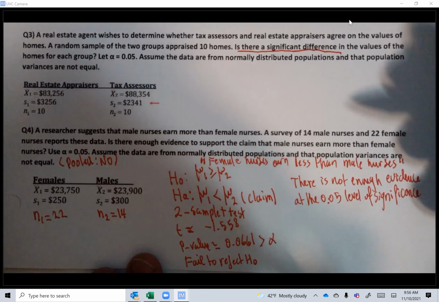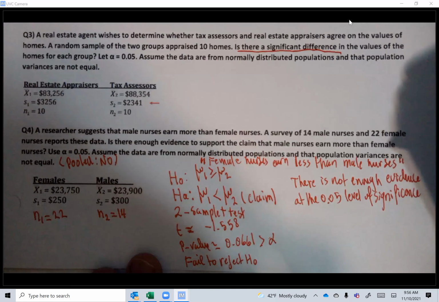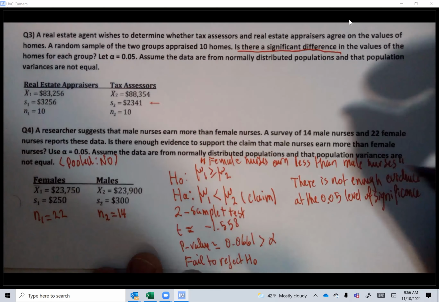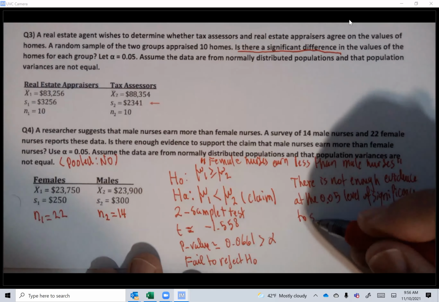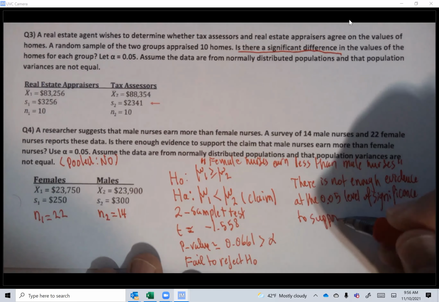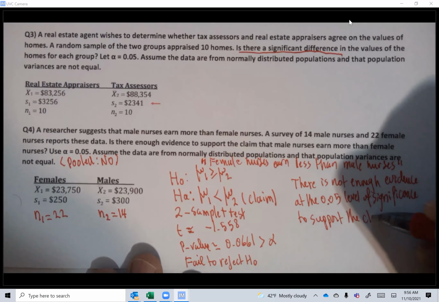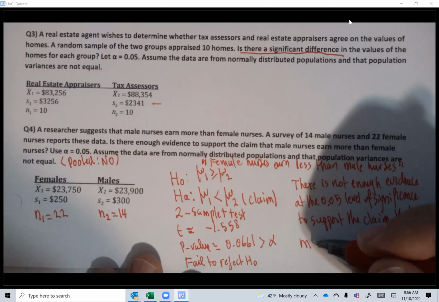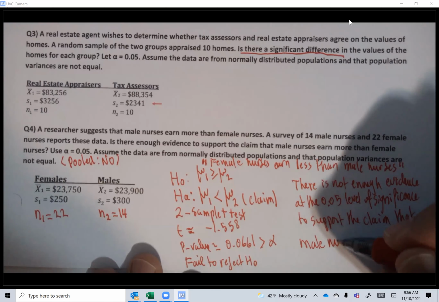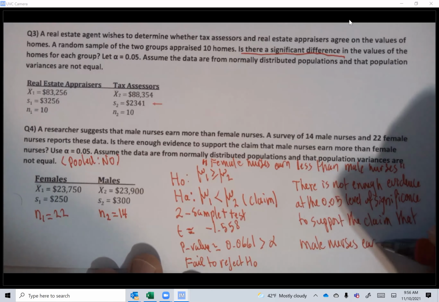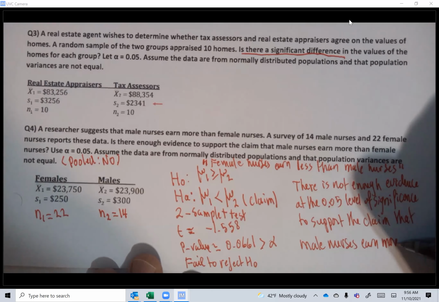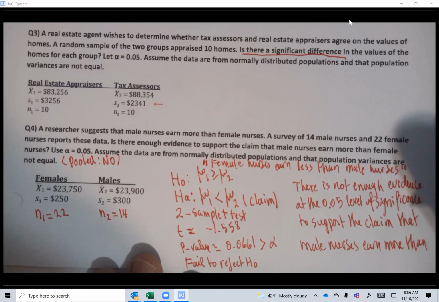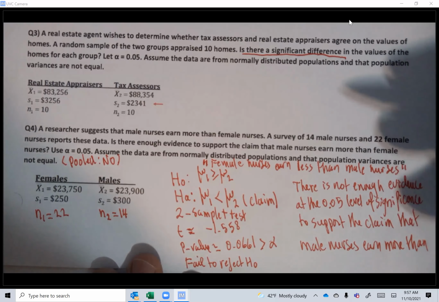And so there's not enough evidence at the 0.05 level of significance to support the claim that male nurses earn more than female nurses. Or you can say female nurses earn less than male nurses, the same statement.